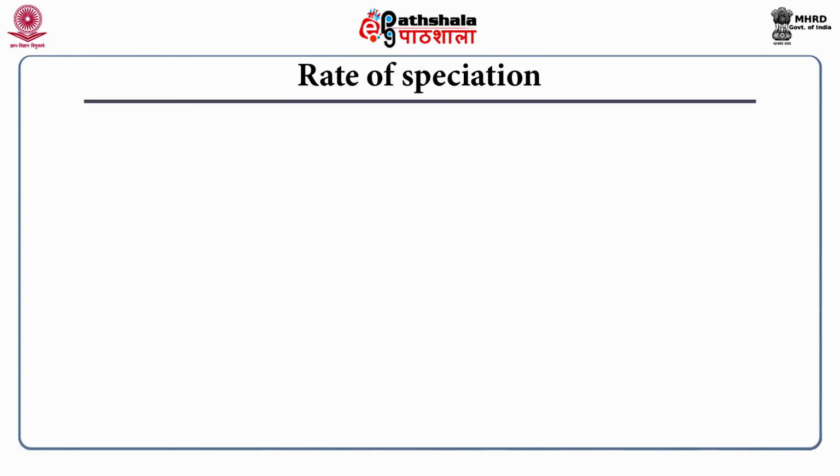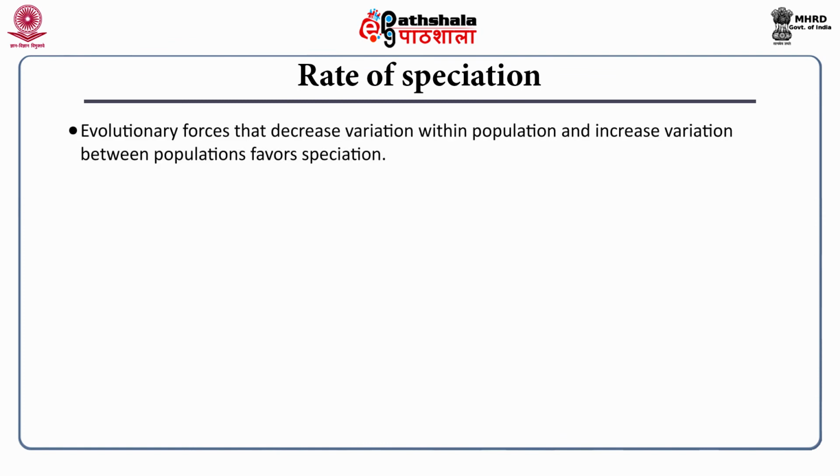Coming to the rate of speciation, evolutionary forces that decrease the variation within a population while increasing the variation between two populations do favor speciation. So, for speciation to happen, variation within the population should be very low.